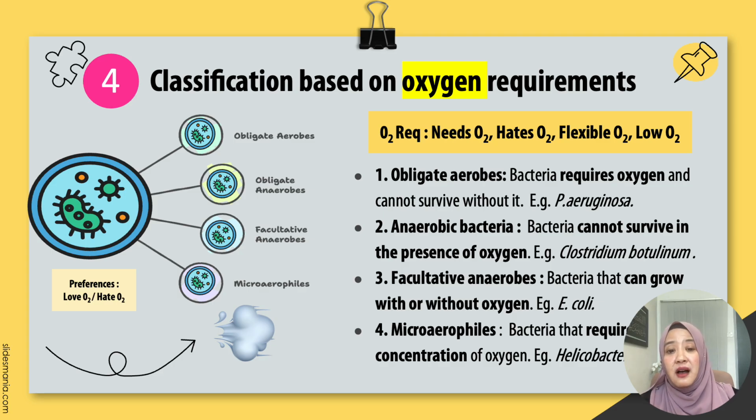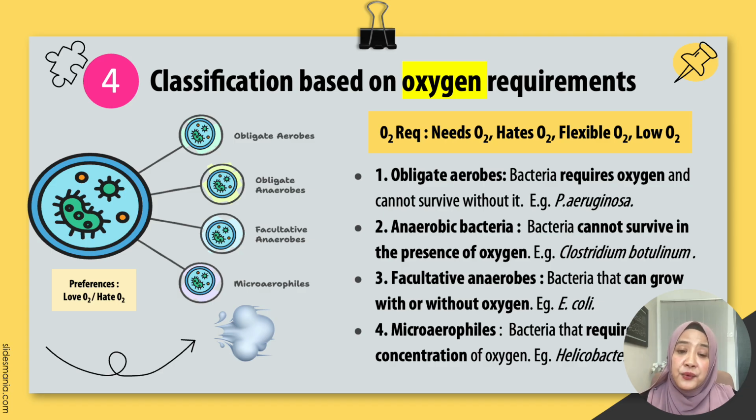Obligate aerobes are bacteria that require oxygen. It's a must to have oxygen. Without oxygen, they will die. Example of this is Pseudomonas aeruginosa. Anaerobic bacteria, in contrast, are bacteria that cannot survive in the presence of oxygen. You give them oxygen, they will die. If they don't have oxygen, they will be happy. Example of this is Clostridium botulinum.